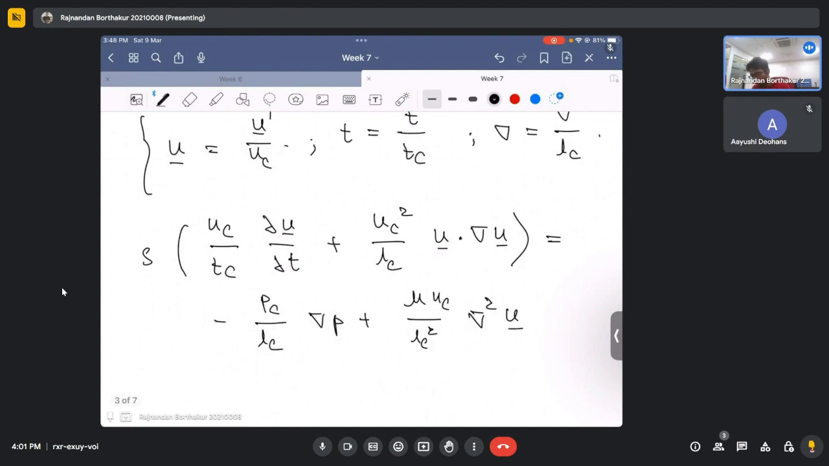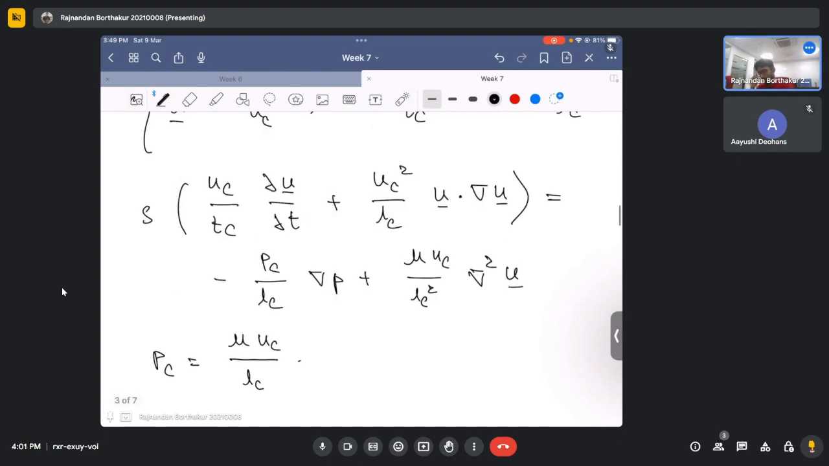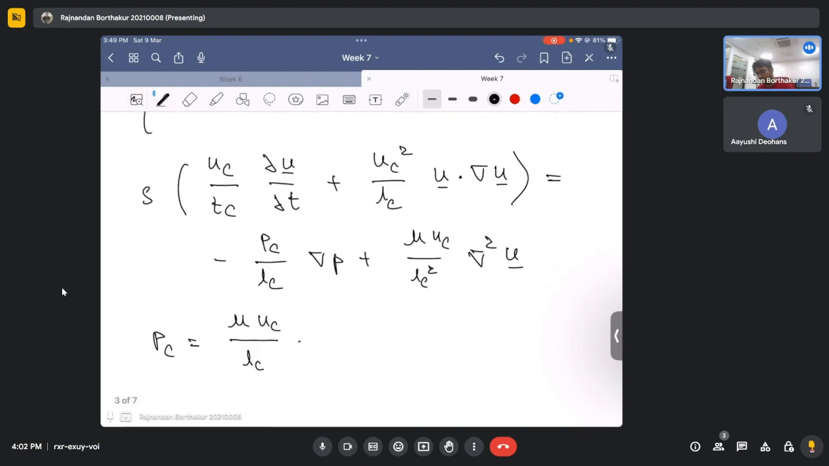All right, so now let's choose the pressure scale. Since we are deriving equations for the creeping flow analysis, what do you choose as the pressure scale? Do you choose the advection time scale or the diffusion time scale? Yeah, diffusion, exactly. Do you remember what the diffusion scale was? Mu C UC by LC. Yeah, exactly, so it's mu C UC by LC.